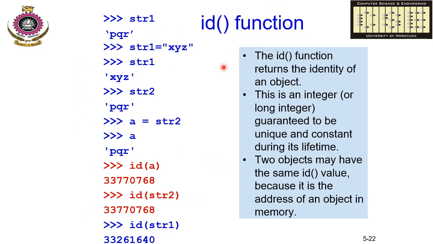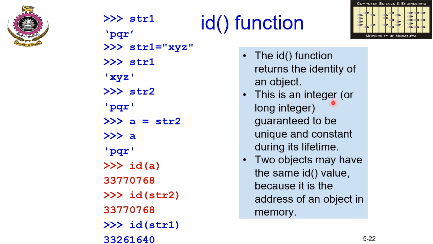Let's have a brief look at the id function. What the id function gives us is the identity of an object. We are working with objects all the time. We have string objects, integer objects, float, or any other objects. Any object has to have a unique identifier. So when we call the id function on an object, it returns the identity of the object. This is naturally a number.